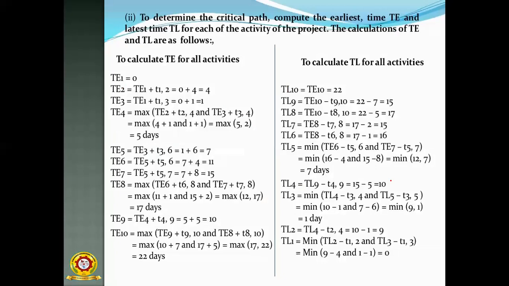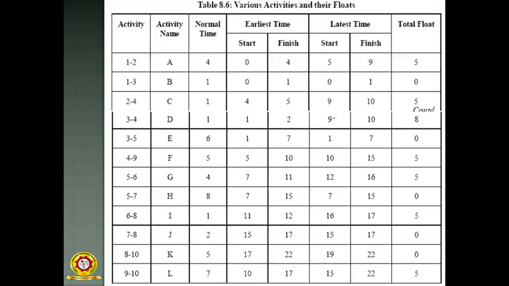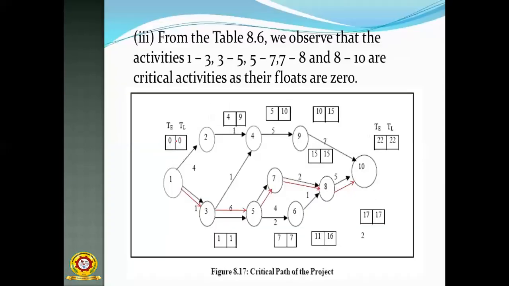Then after that you are getting these values, then you have to substitute these values in this place. First you substitute the value of TE for the event, then in this place the TL of the event is substituted. Like this you have to draw the diagram. Then you have to write down all the routes of the network diagram, that is 1 to 2, 2 to 4, 4 to 9 and 9 to 10.